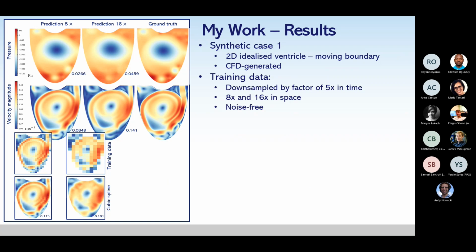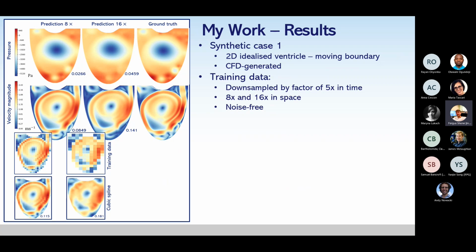So I've been working mainly on synthetic cases. The issue with 4D flow MRI is that I'm trying to super resolve something that is already the gold standard, so there's nothing to validate it against. So what I've been doing is generating synthetic data sets using CFD, and then downsampling these using MRI-specific techniques so that I replicate true 4D flow data.